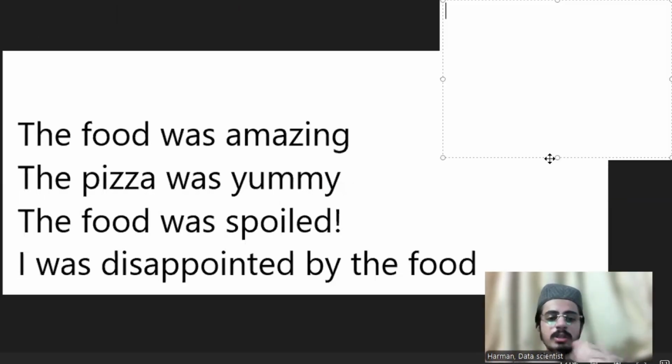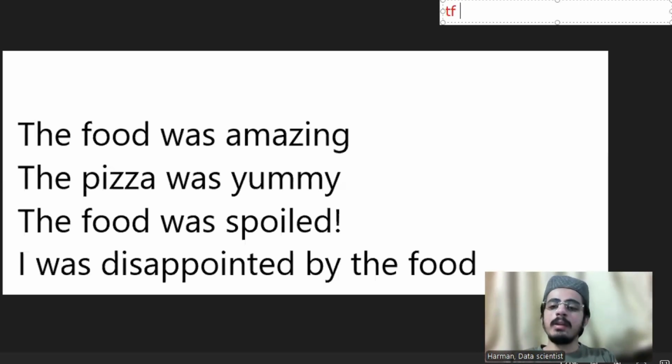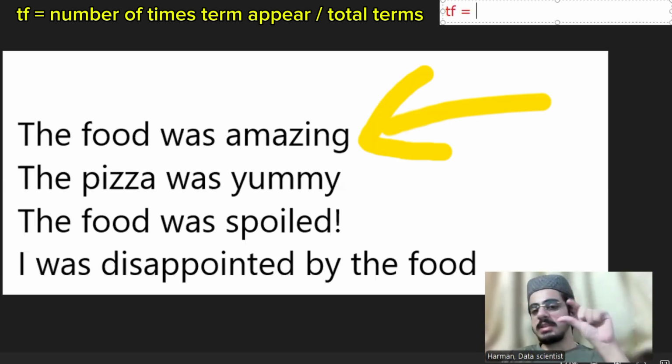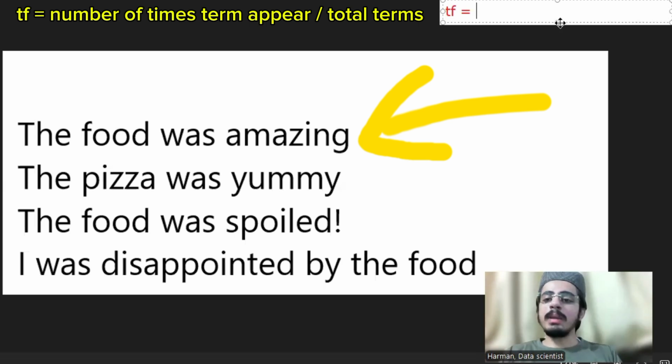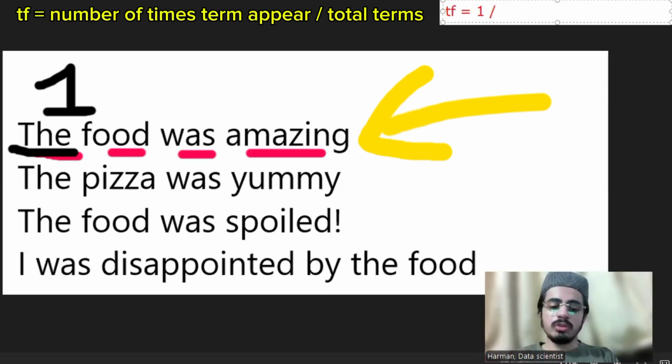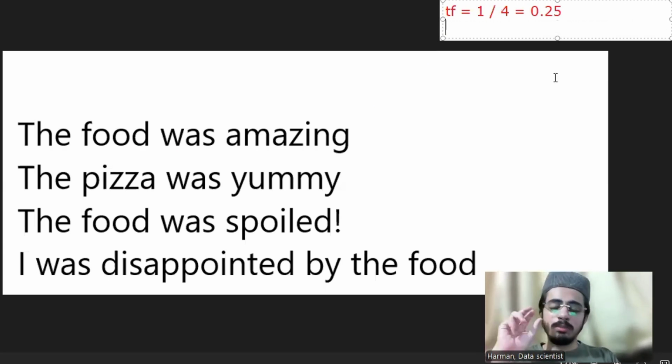So let's now firstly find the term frequency of the word "the", TF, and we know the formula of TF was the number of times the term appears in the document divided by the total number of terms in the document. So we are going to find the importance of the word "the" in the first document, "The food was amazing". How many times does the word "the" appear in this document? One. And the total number of words is four. So divided by 4, which will give us 0.25. So it is the term frequency.